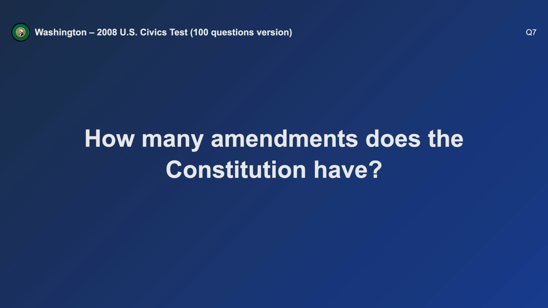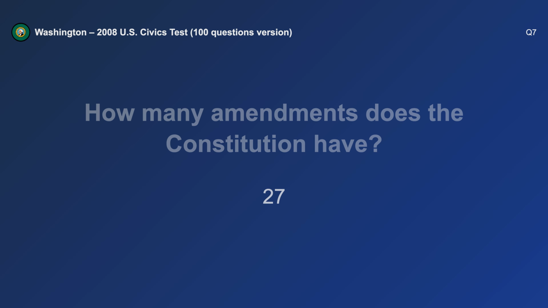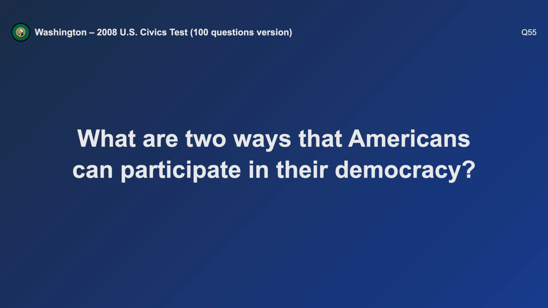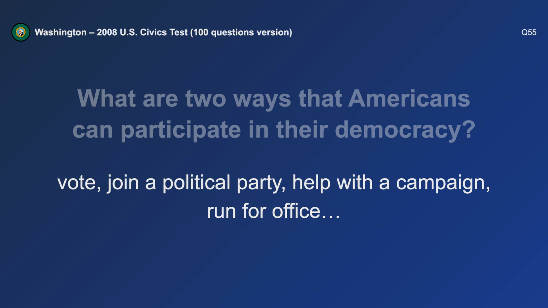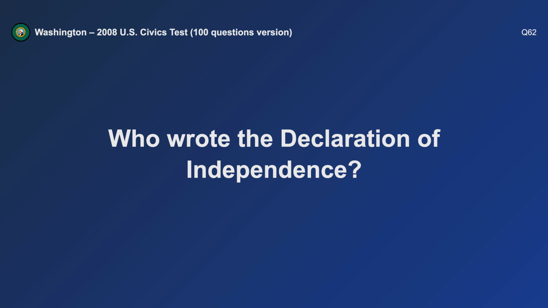How many amendments does the Constitution have? 27. What are two ways that Americans can participate in their democracy? Vote and run for office. Who wrote the Declaration of Independence?